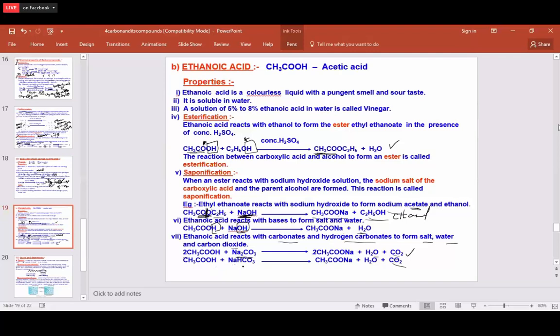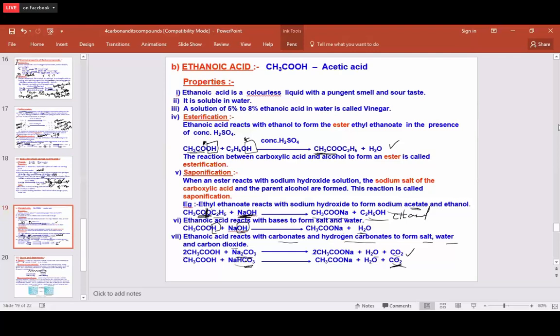CH3COOH plus NaHCO3. So this we call sodium hydrogen carbonate. Here only one sodium atom we have to write, plus hydrogen. So NaHCO3, sodium hydrogen carbonate. So from the carbonate we will be getting the CO2 gas, and in the place of the hydrogen we are substituting the Na.